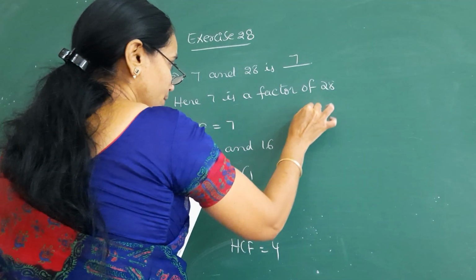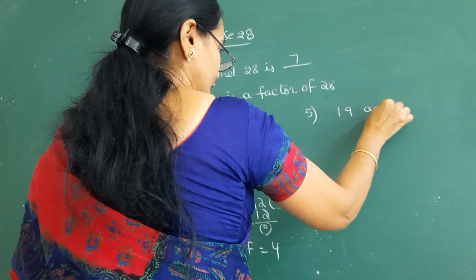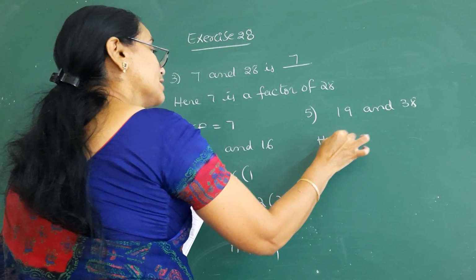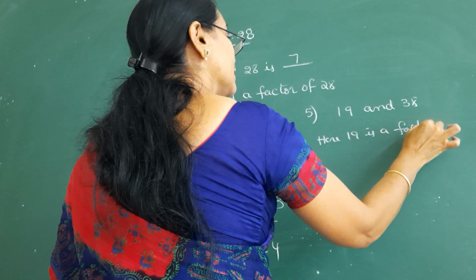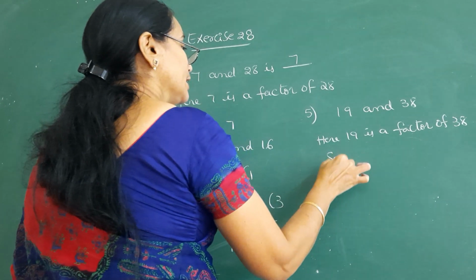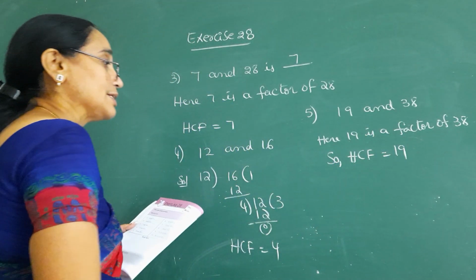See the fifth problem, 19 and 38. Here observe, 19 twos are 38. Here 19 is a factor of 38. So HCF is equal to 19. If it is a factor, then that factor is the HCF.